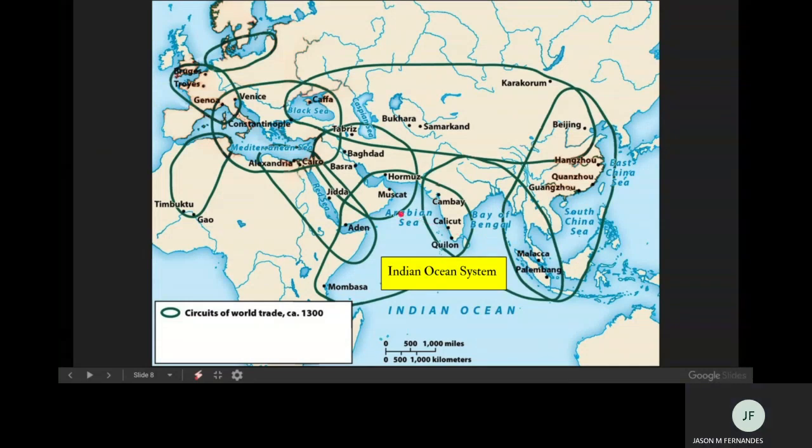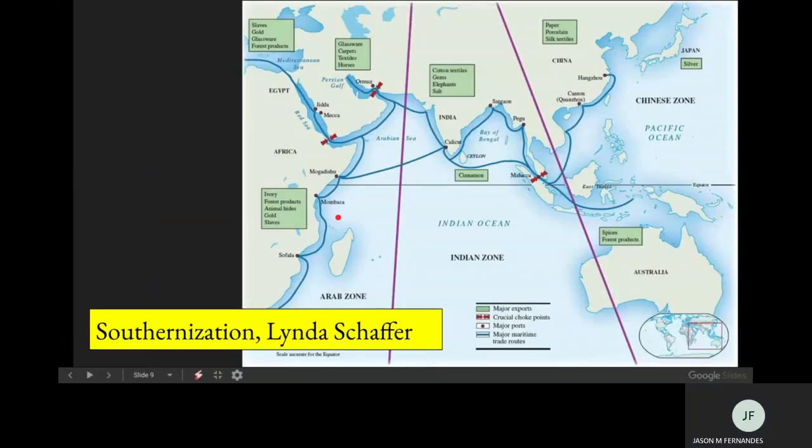And I want to start by looking at this Arab region of the world, all right? So when we look at this map, obviously it's not divided perfectly, right? There's overlapping circuits here, but this is just a simple way of viewing things. So what we'll look at is how the Arab world, the Indian zone, and the Chinese zone interacted with each other.